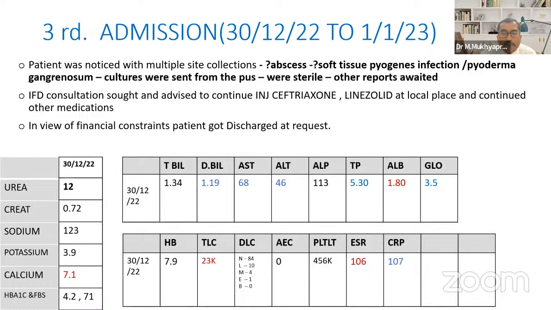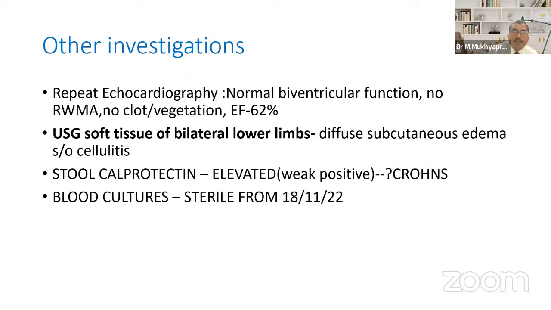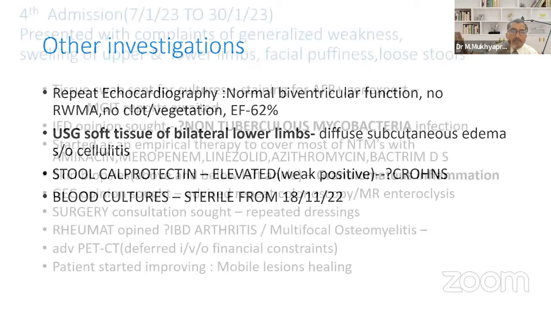And again, his reports were normal, except you can see significant hypoalbuminemia, but his counts were raised and ESR was significantly raised. So we thought, is it infective endocarditis, vasculitis, IBD related, or atypical infection? Again, repeat echocardiogram, there was no vegetation. Ultrasound showed diffuse subcutaneous edema, stool calprotectin slightly elevated, blood cultures were sterile.